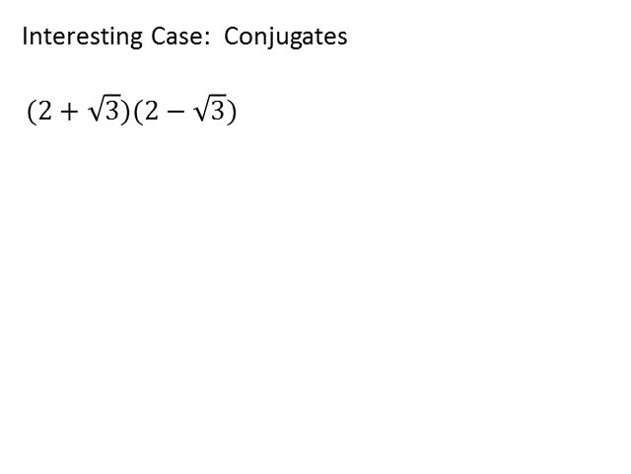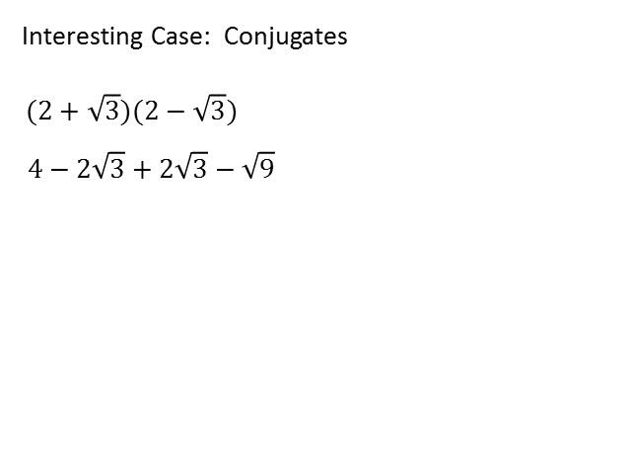So first I multiply the first terms, which in this case is 2, and 2 times 2 is 4. Then I multiply the outer terms, which is 2 times negative root 3, which is negative 2 root 3. Then I multiply the inner terms, which is 2 times root 3, so it's 2 root 3. Then I multiply the last terms, which is root 3 times negative root 3, and that's negative root 9.